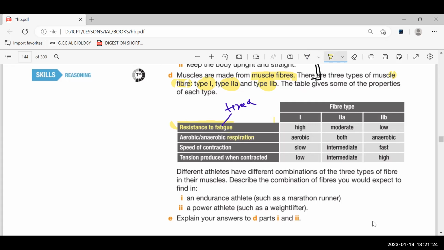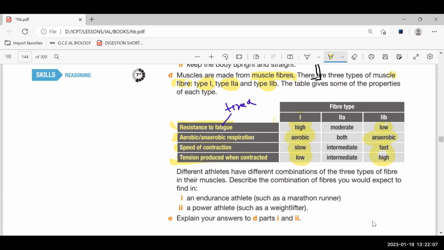Aerobic, anaerobic respiration. This we have learned before. Oxygen, with and without oxygen. How energy is produced: aerobic with, anaerobic without. Contraction speed. Tension produced when contracted. So muscle fiber type 1 has a high resistance to fatigue. They do not get easily tired, they use oxygen, aerobic respiration, and they have slow contraction. 2A is moderate, in the middle, 2B is low. They easily get tired, they use anaerobic respiration, and they have fast movement.